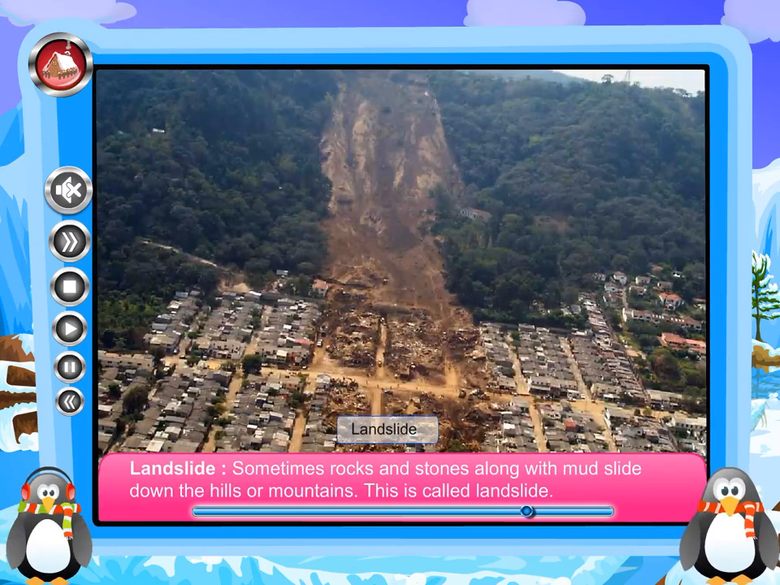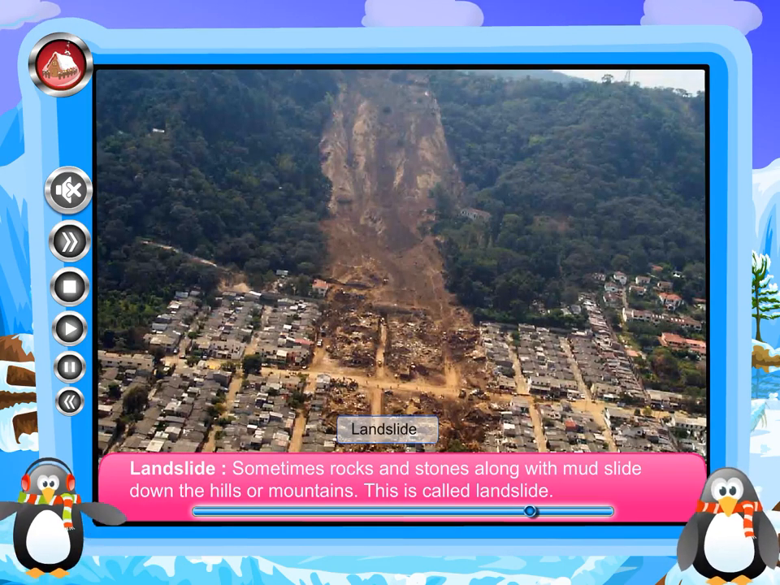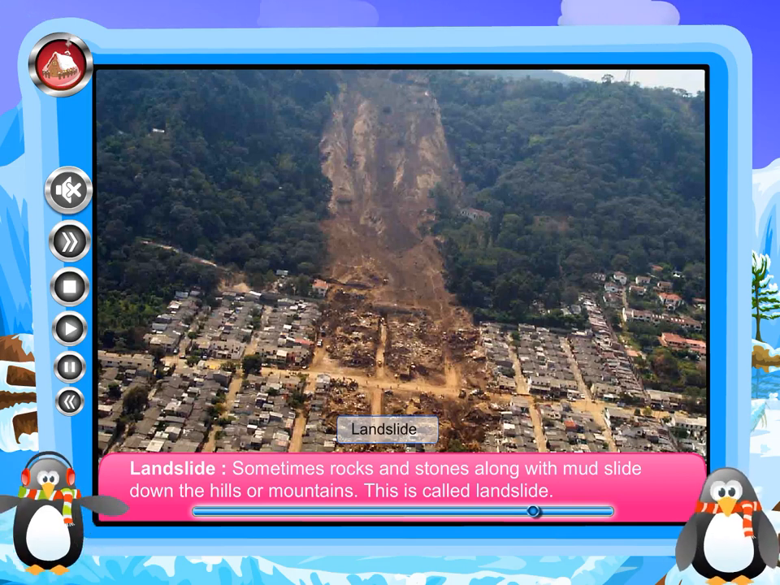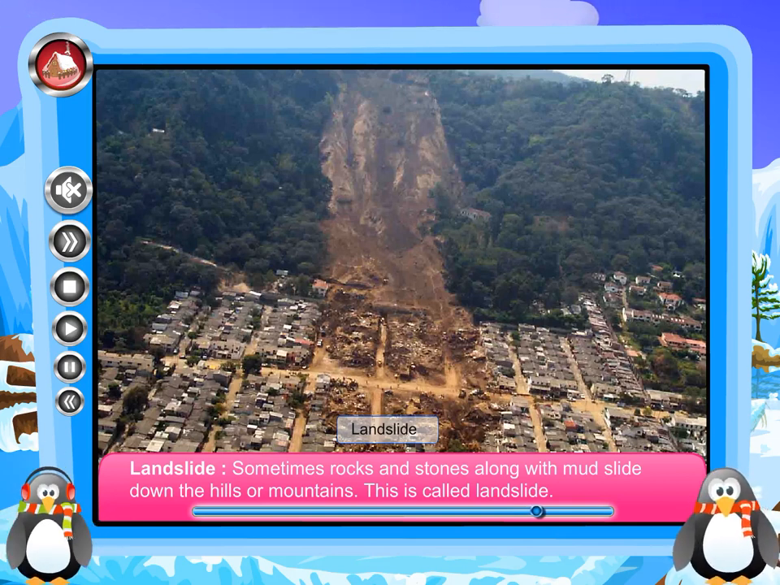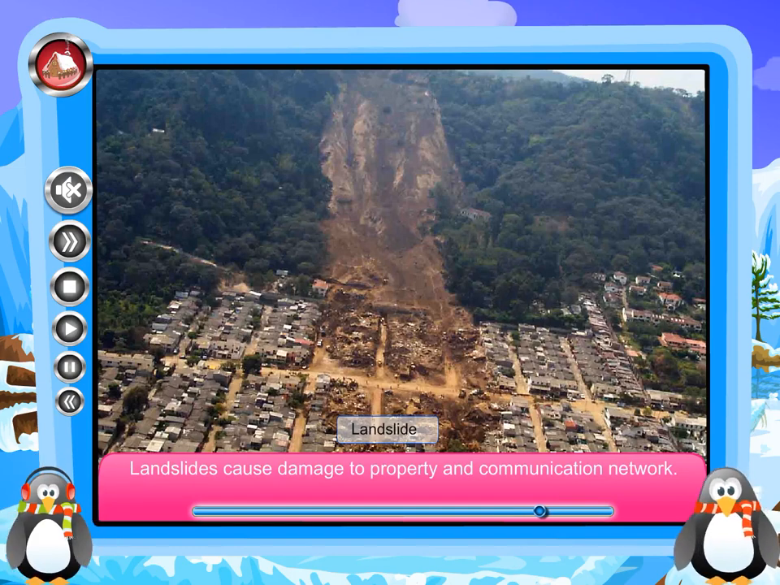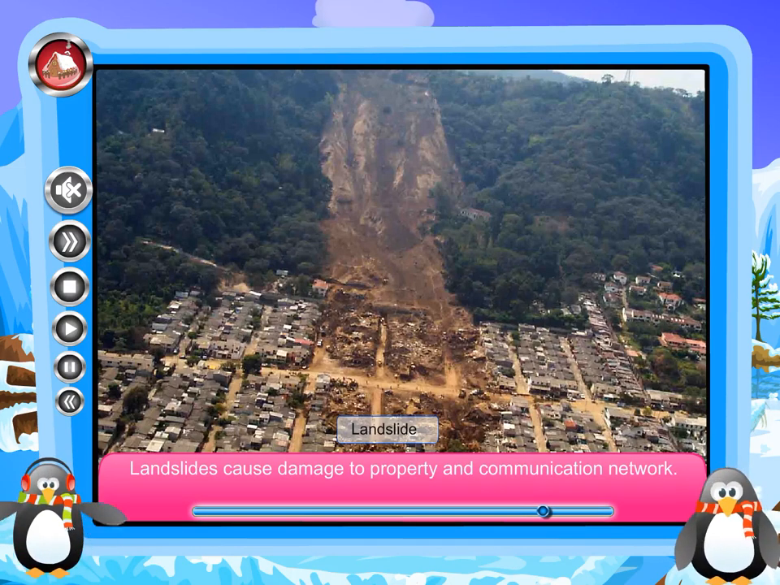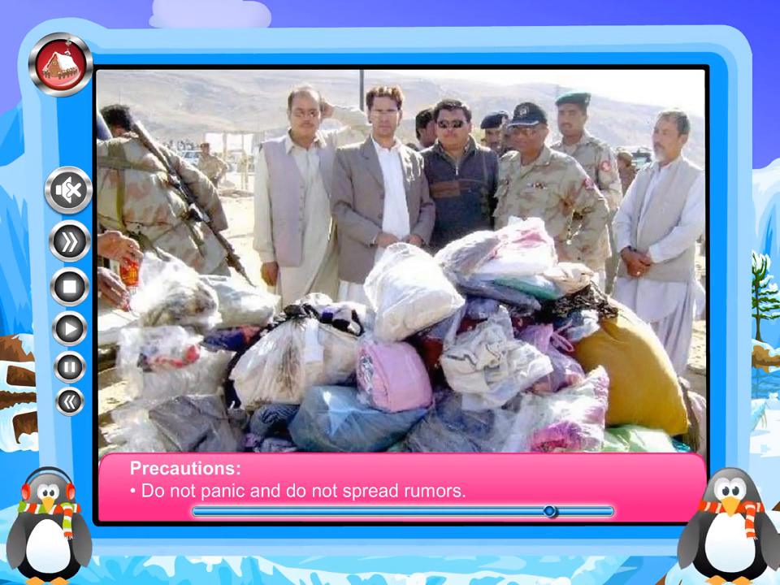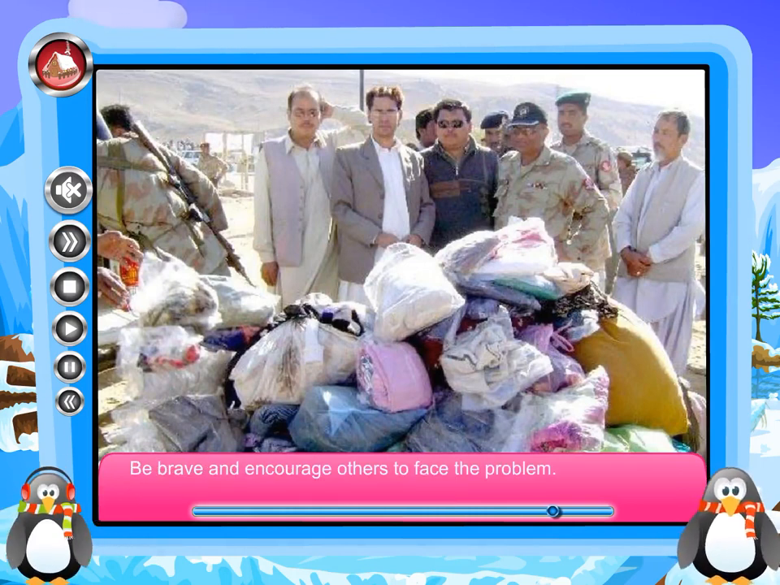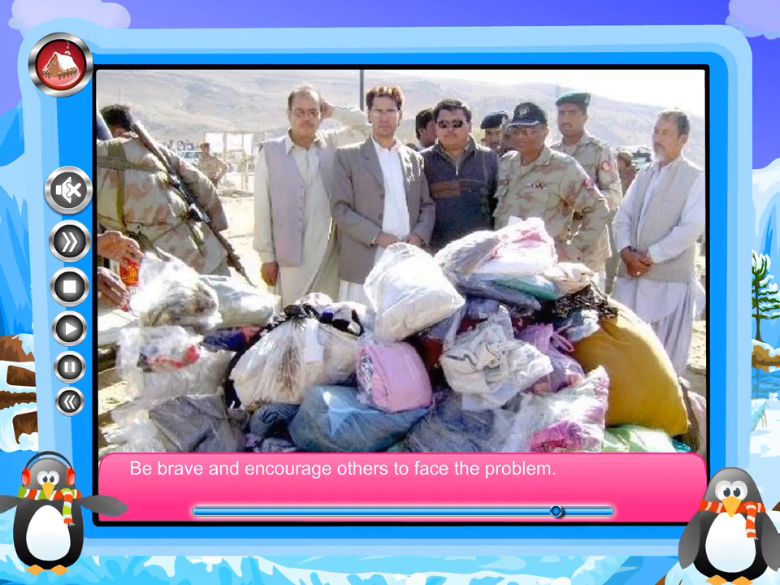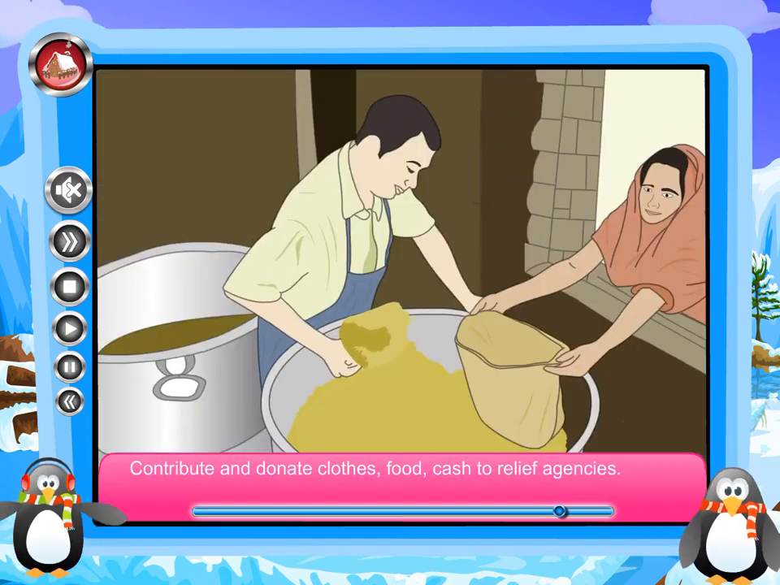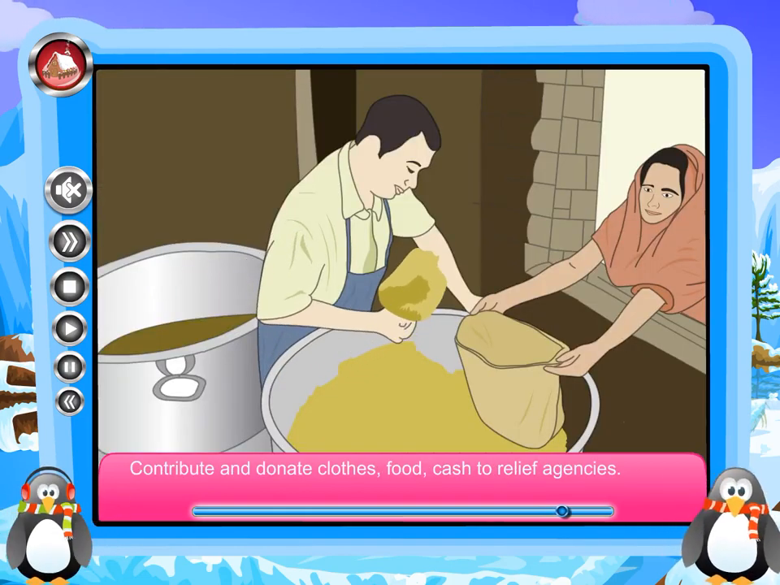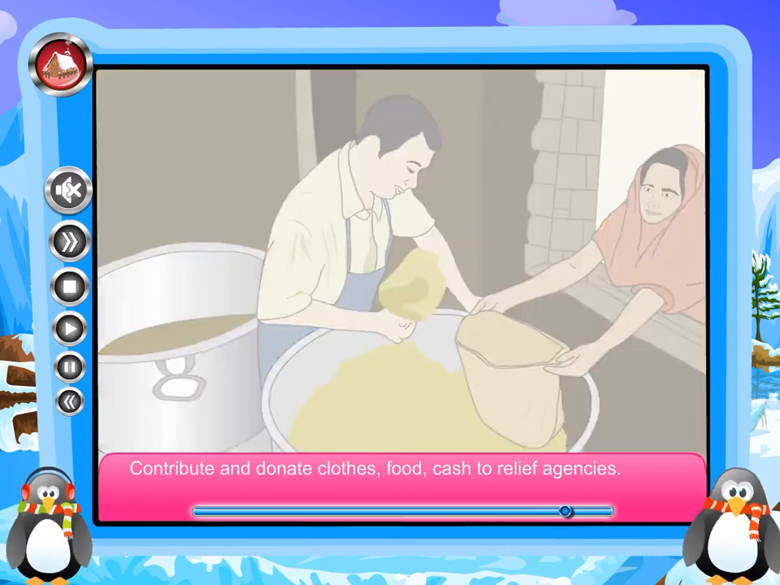Landslide. Sometimes rocks and stones along with mud slide down the hills or mountains. This is called a landslide. Landslides cause damage to property and communication networks. Precautions. Do not panic and do not spread rumors. Be brave and encourage others to face the problem. Contribute and donate clothes, food, cash to relief agencies.